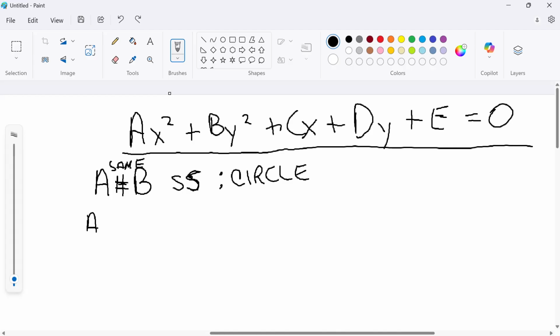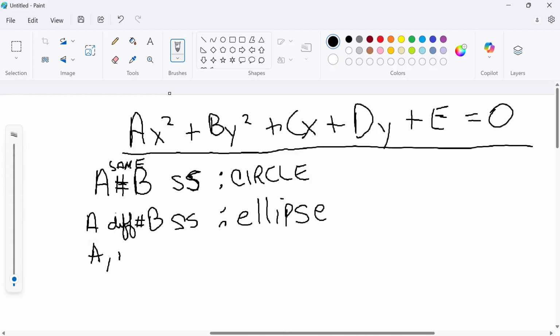If a is a different number from b and they have the same sign, then it's an ellipse. If a and b have a different sign, they could be the same number or a different number, but if they have a different sign, then it's a hyperbola.